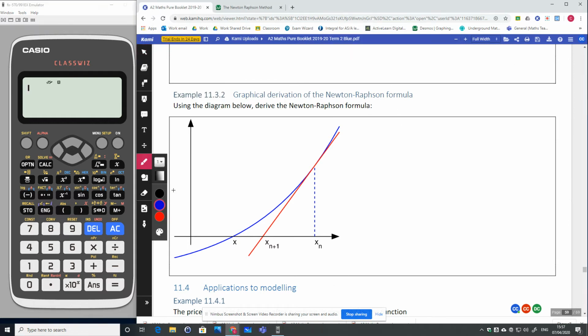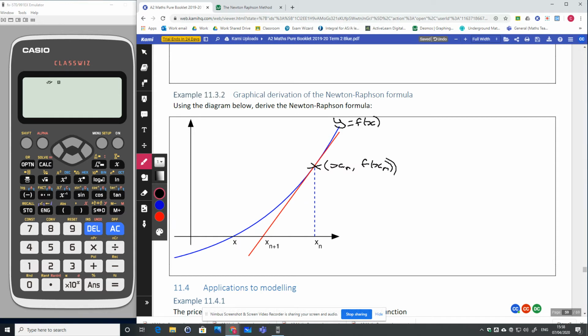So we are starting off at this point here. So that's my starting point. And if this is the function, so the blue function is y equals f of x, then this coordinate is xn, so the x coordinate. The y coordinate will be f of xn.